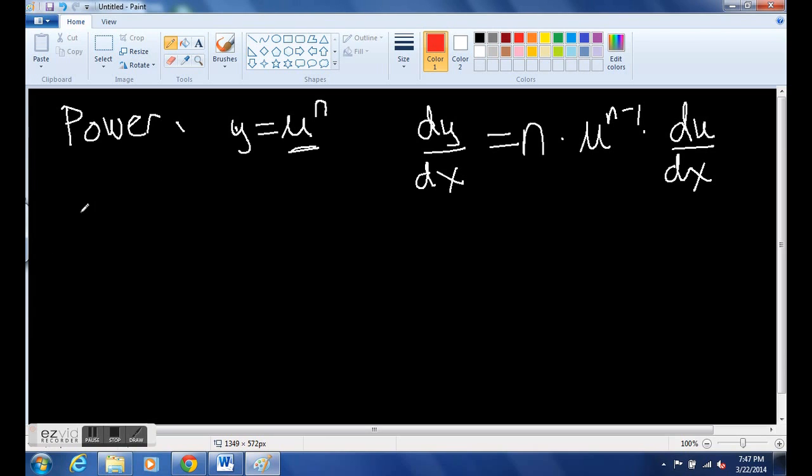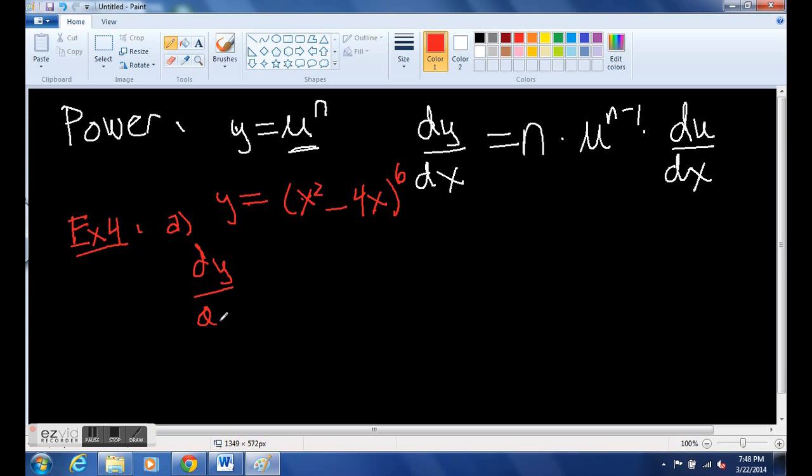So for example, if you had this formula, this is example 4, you can follow along if you like. Part a, they have y is equal to x squared minus 4x raised to the sixth. Well, if we're going to use the power rule, we can do this. dy dx, the derivative of y. We could also write y prime like that. That's fine. So you essentially do the same thing we were doing before.